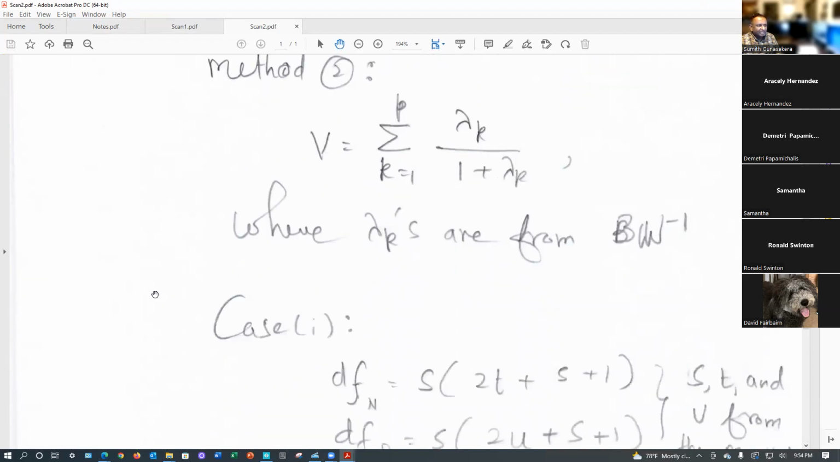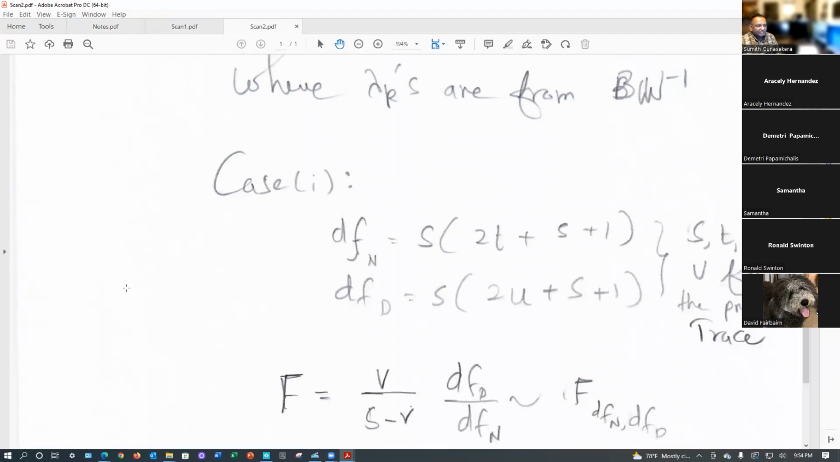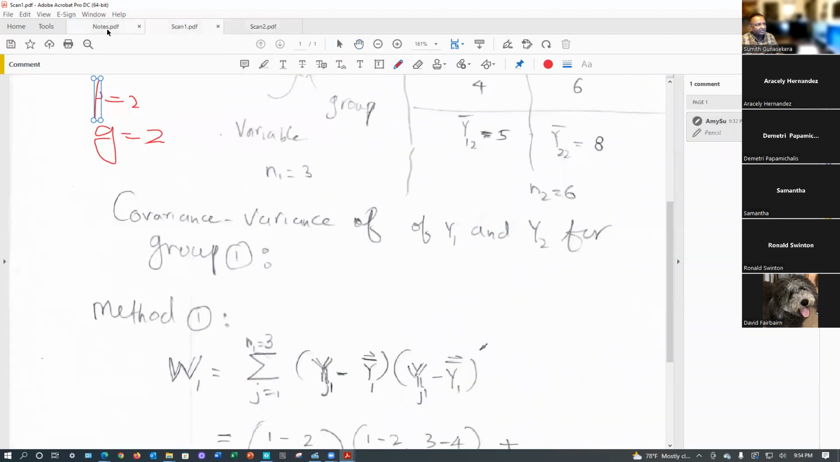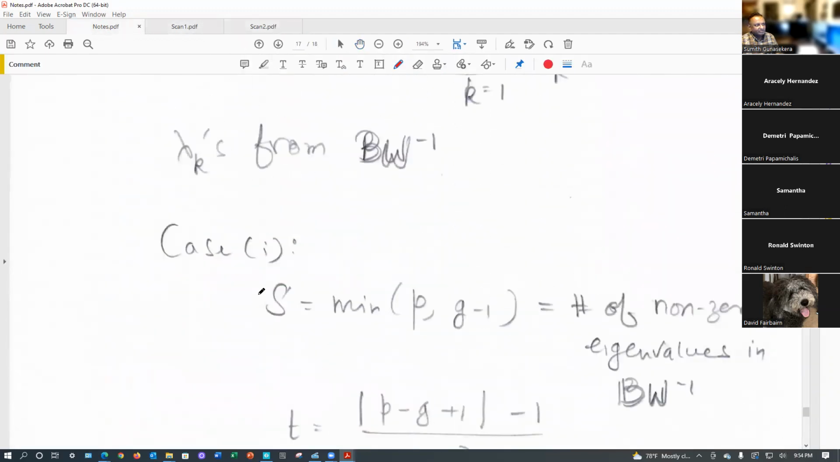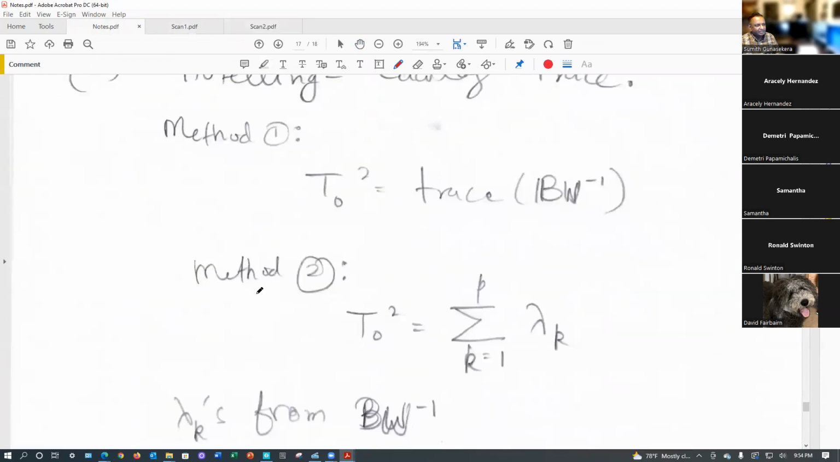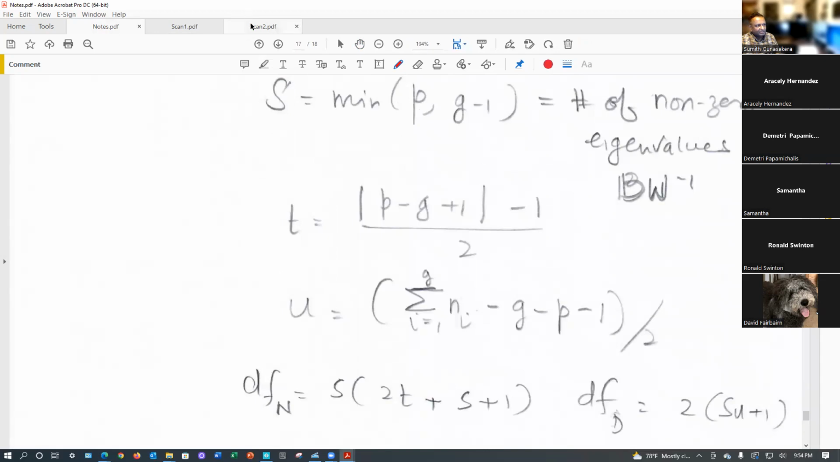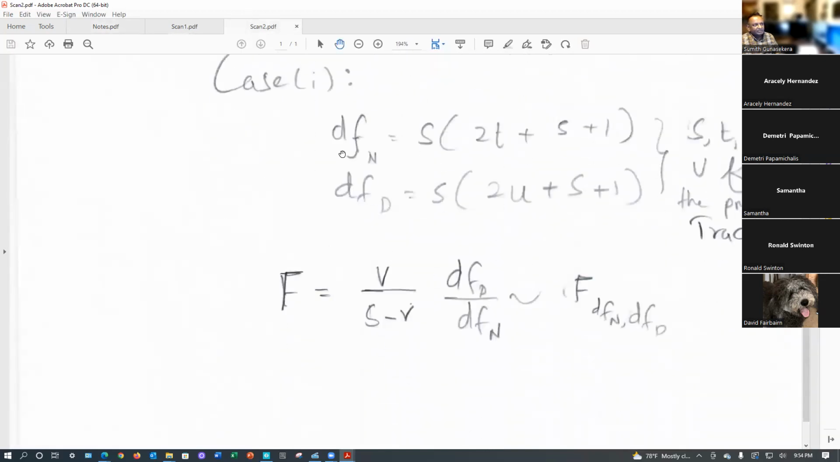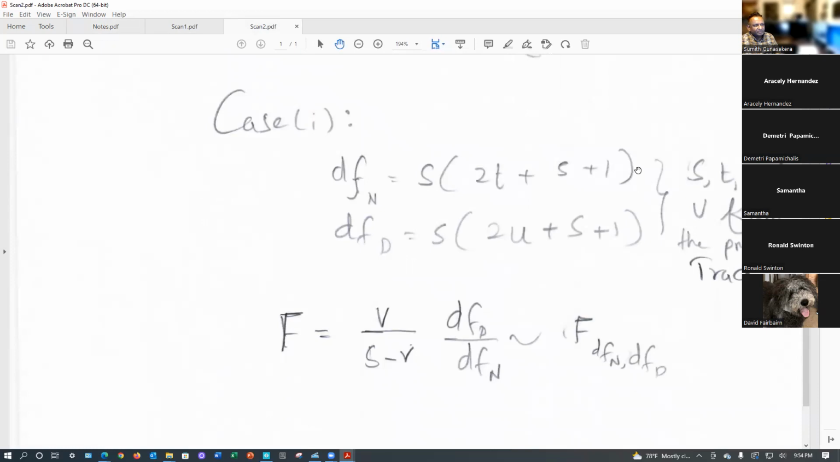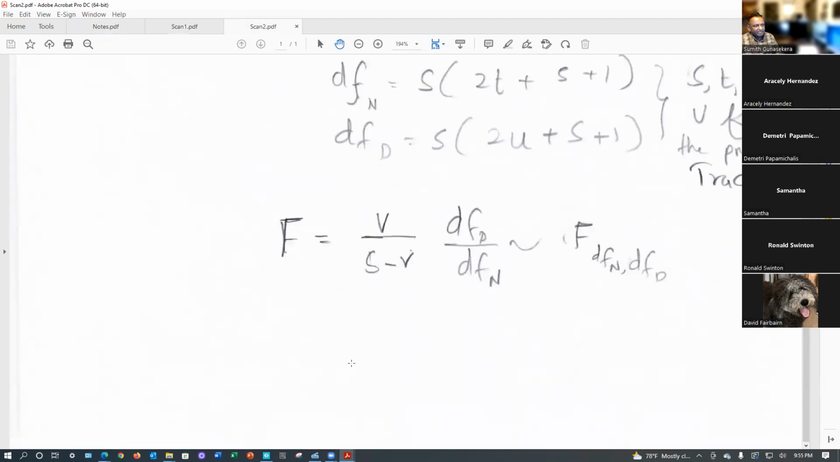And in case 1, how they are related to the F: you get the degrees of freedom, the same S, T, and U that you calculated earlier, sorry, not for Pillai but for the Hotelling-Lawley trace. Same letters. So this time your degrees of freedom would be this one and this one, and this would be how they are related.